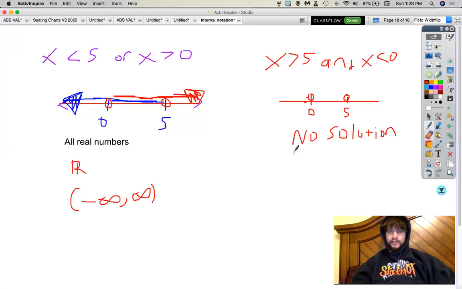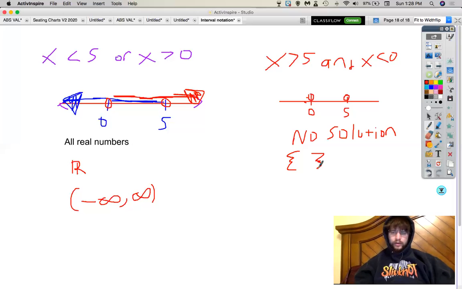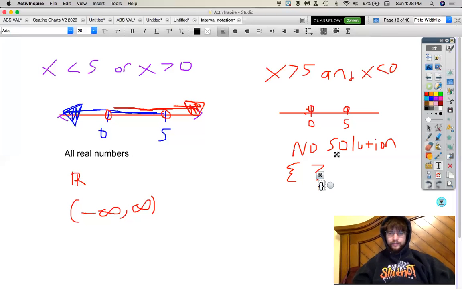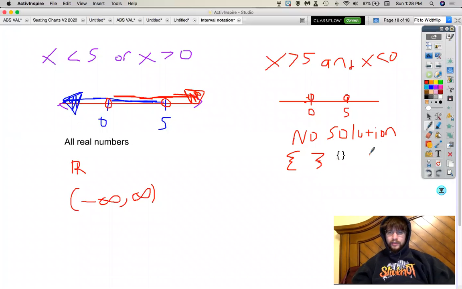And you might see that in several ways. You can see the empty set. That's two curly brackets, just like that. You might see the empty set notation. And in interval notation, well, there just wouldn't be any.